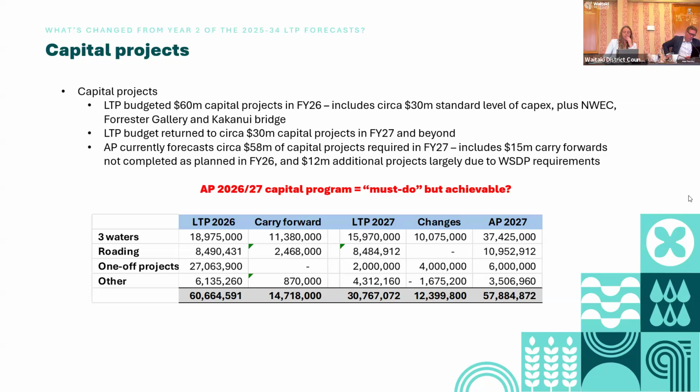Okay, so that's it. Can I just ask one very minor question on that page, if I may? I noticed that bullet point 3 talked about 12 million in additional projects largely due to WSDP requirements. The actual change shown below is 10 million. That's about 2 million less. I'm just wondering why that is.